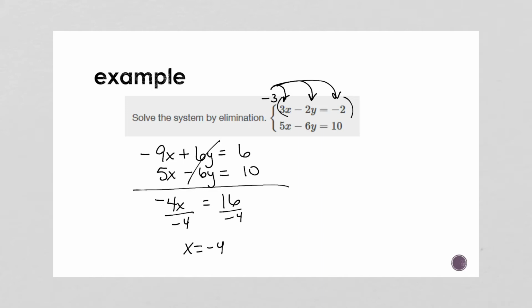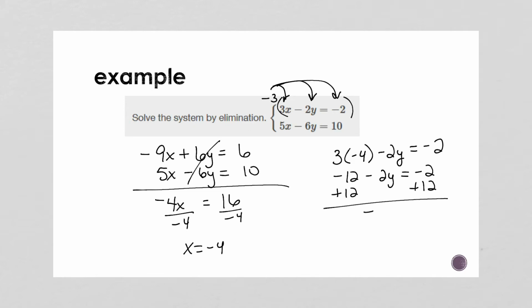Now let's find y. And again, it doesn't matter which equation you substitute -4 in for. I always go for the one with the smaller numbers if I can. There's not always an easier one. Sometimes it's just hit or miss. So I get -12 minus 2y is equal to -2. I would add 12 to both sides. And then divide by -2. So y is equal to -5. So your x is -4 and your y is -5.